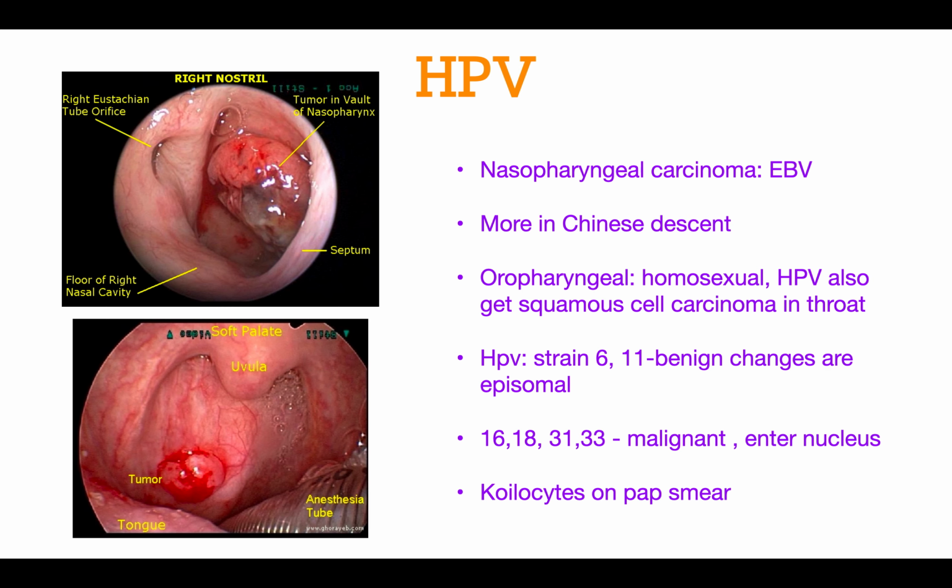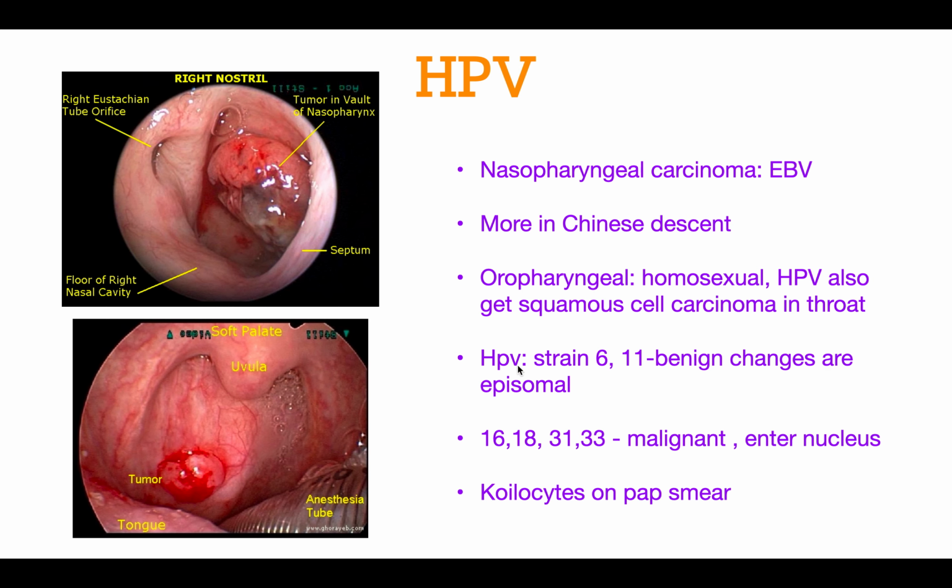HPV is going to cause the nasopharyngeal carcinoma, whenever Epstein-Barr virus is present. Don't know why, but it generally is more in people of Chinese descent, like the ones that actually form the nasopharyngeal carcinoma. Oropharyngeal carcinoma generally is in homosexual men or women, generally men though, if they perform oral sex, because the HPV can infect the squamous cells in the throat.